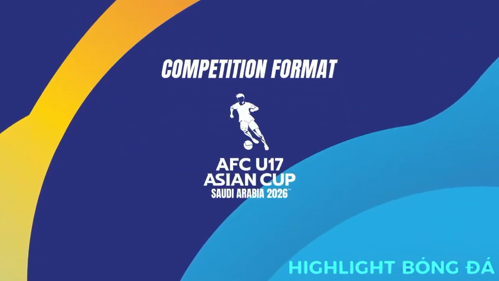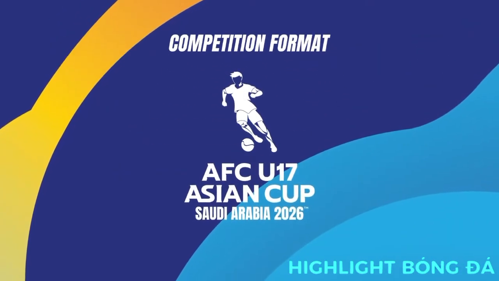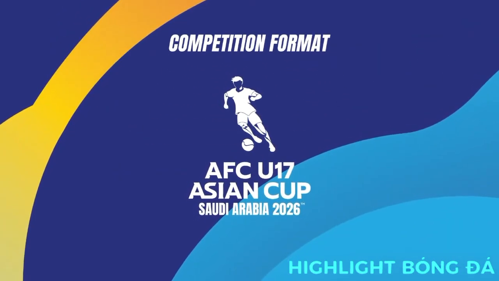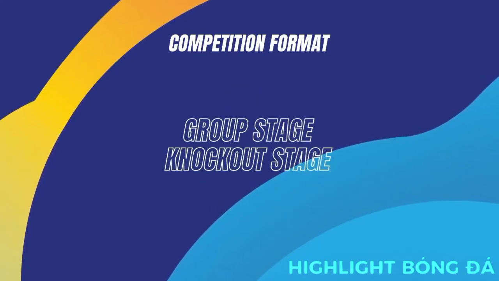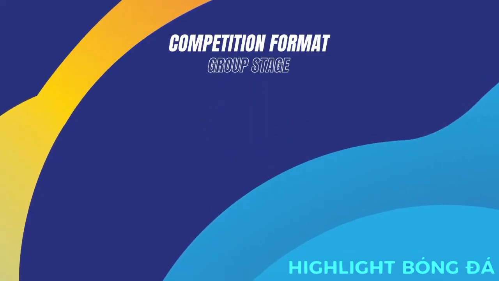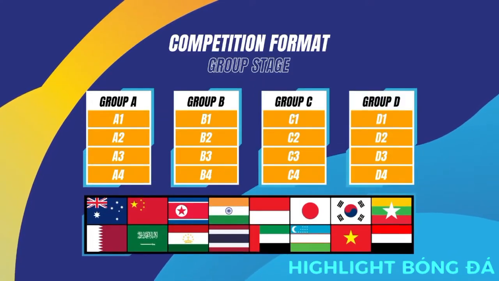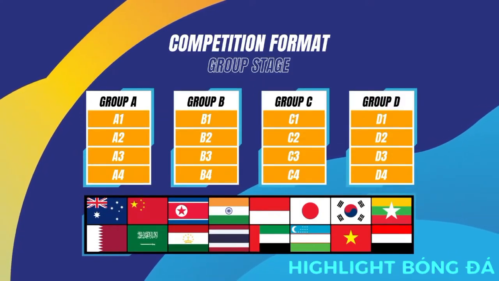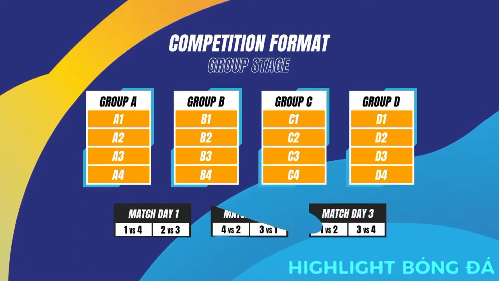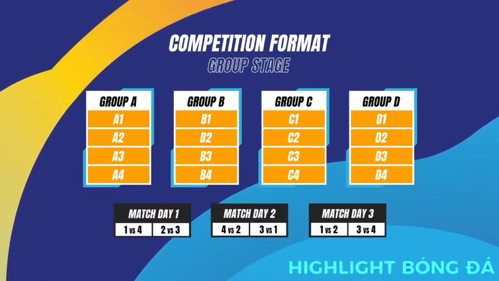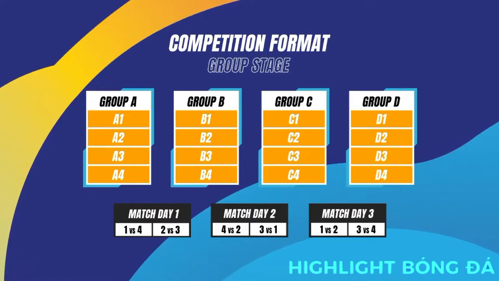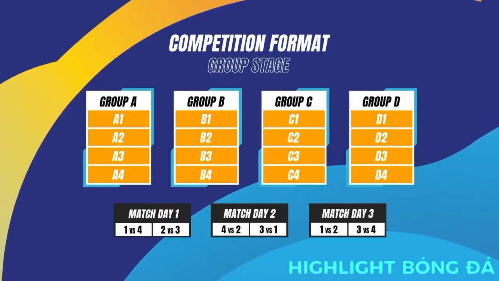Competition format. The AFC Under-17 Asian Cup Saudi Arabia 2026 finals will consist of a group stage and knockout stage. Group stage. 16 participating teams will be divided into 4 groups of 4 teams each, with each group to be played in a centralized league format. The following match sequence shall apply for the group stage. The number designates the position drawn in each group.